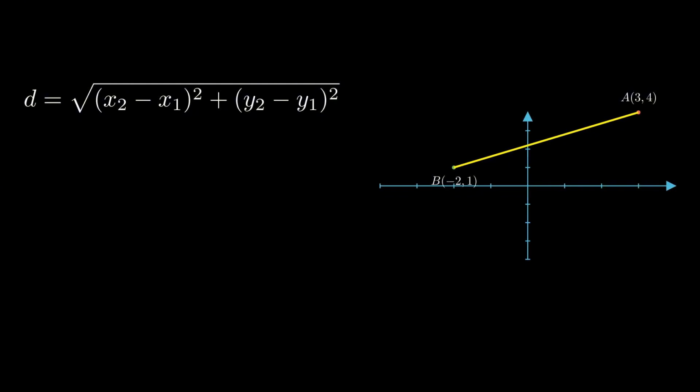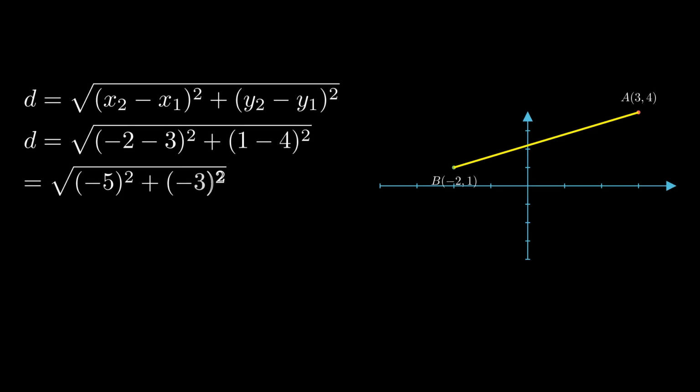Substituting our values, we get d equals sqrt((3 - 2)^2 + (4 - 1)^2), which simplifies to d equals sqrt(5^2 + 3^2). D equals sqrt(25 + 9), d equals sqrt(34). So, the distance between A and B is sqrt(34).